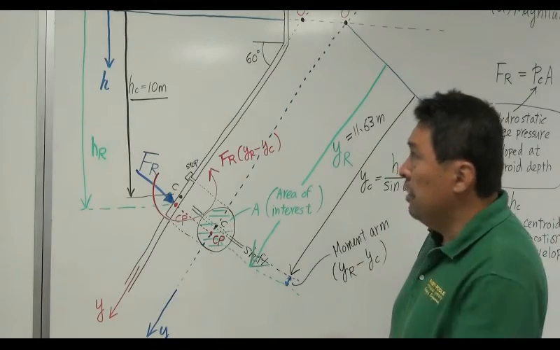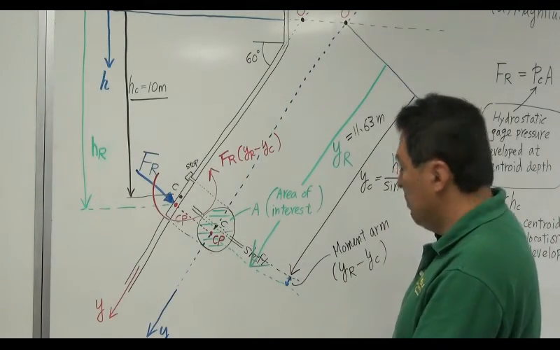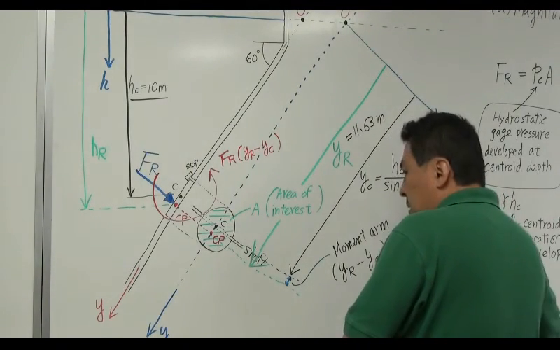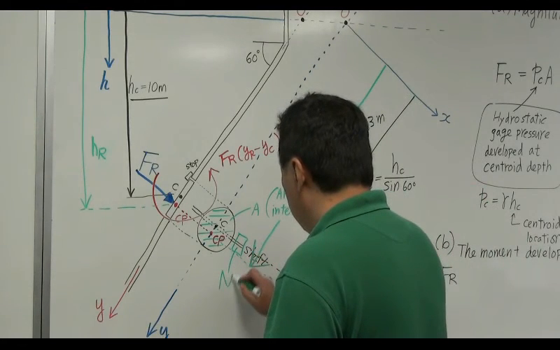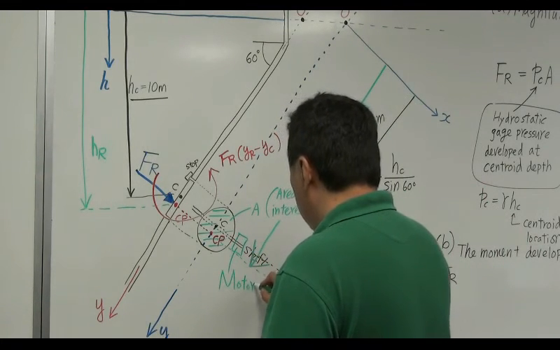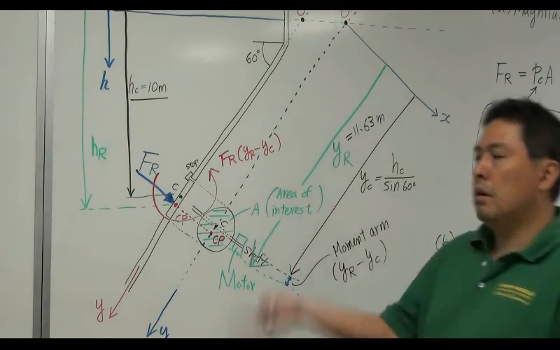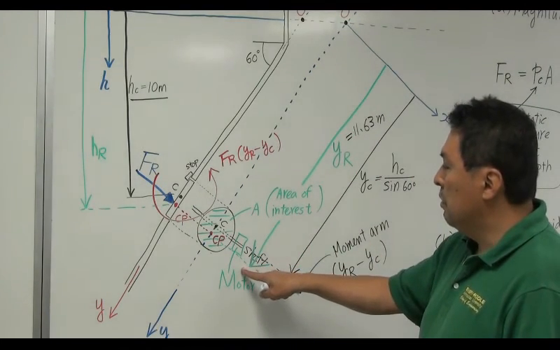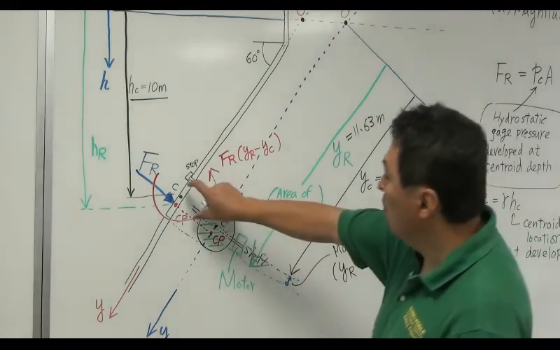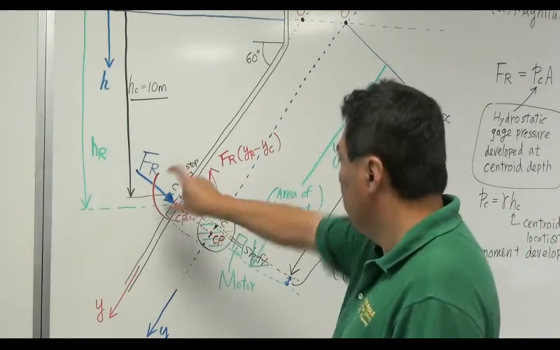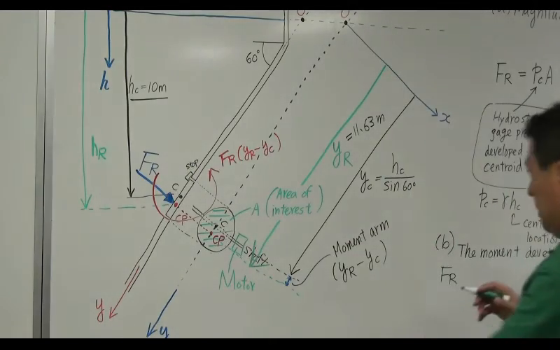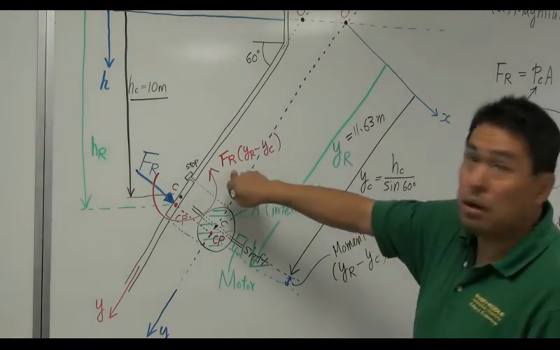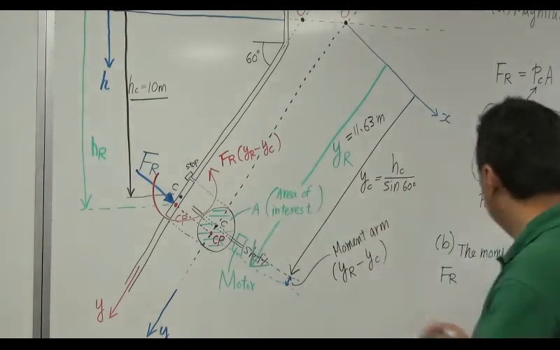Okay? So in order to open this gate, of course you have to attach some kind of motor. And then if you turn on the switch, the motor produces the torque. That torque is in the opposite direction against this moment. Okay? And that moment must be stronger than this value, bigger than this value. Is that right?